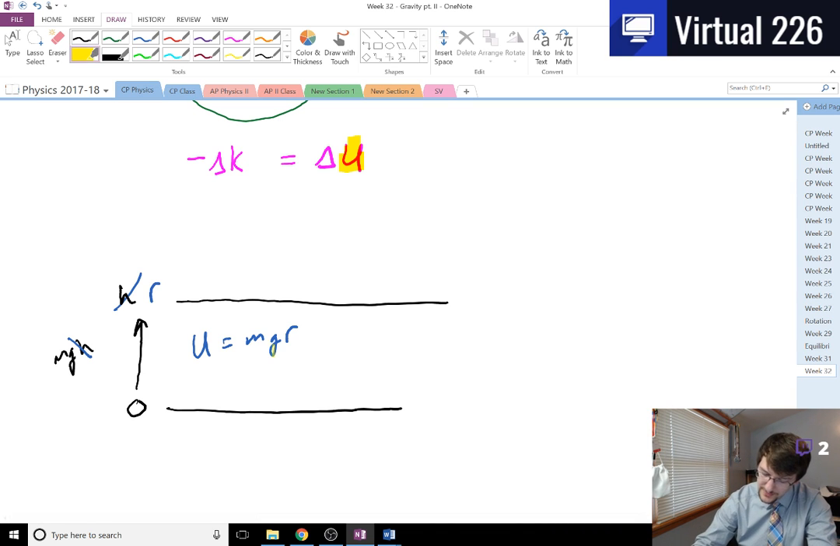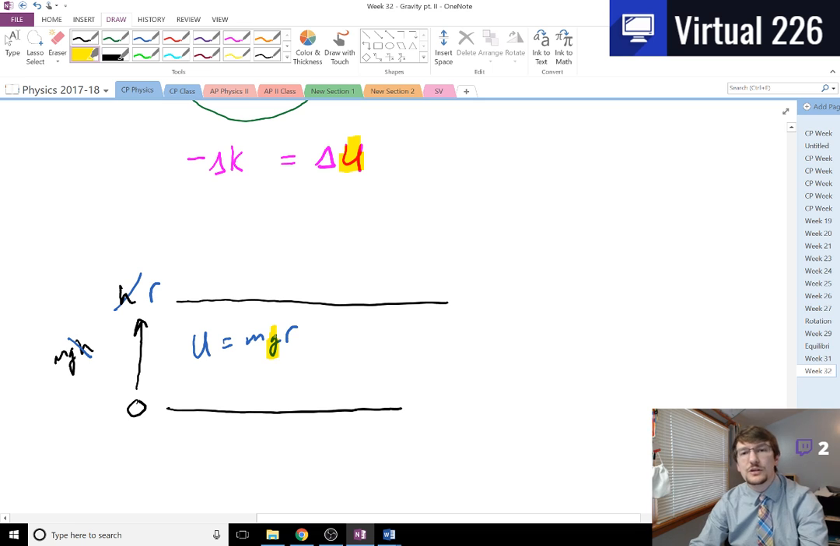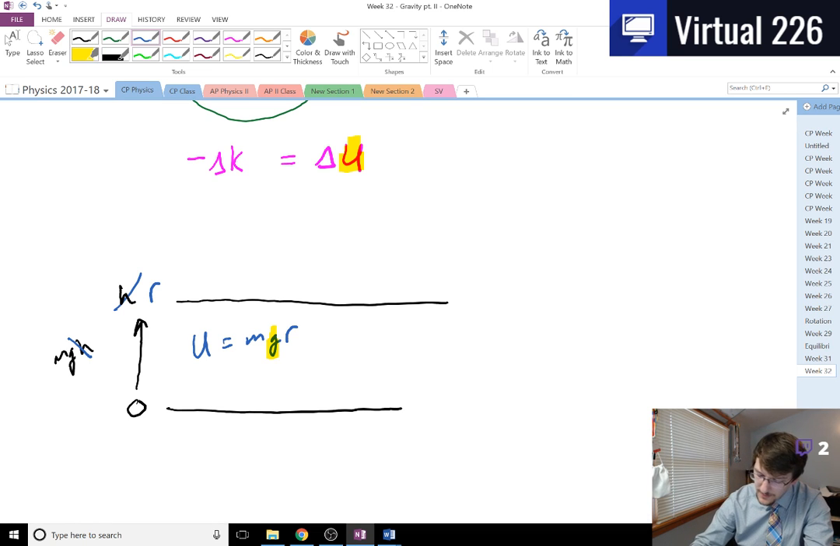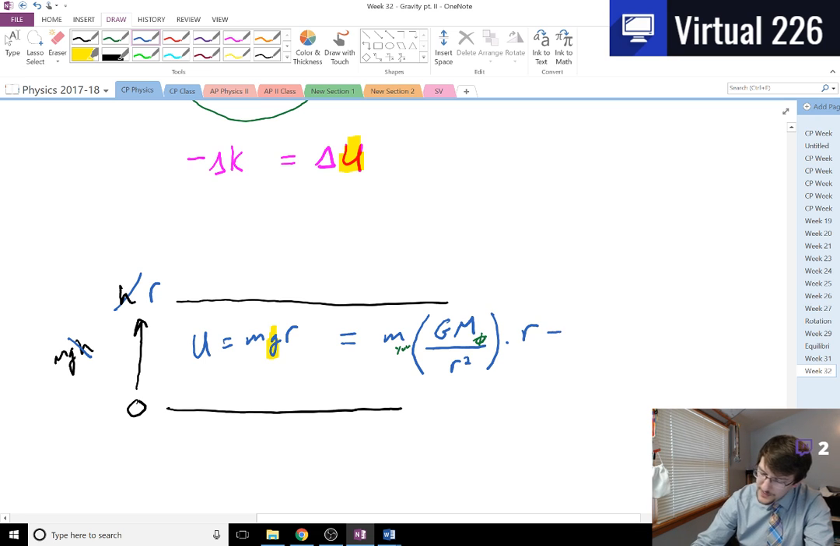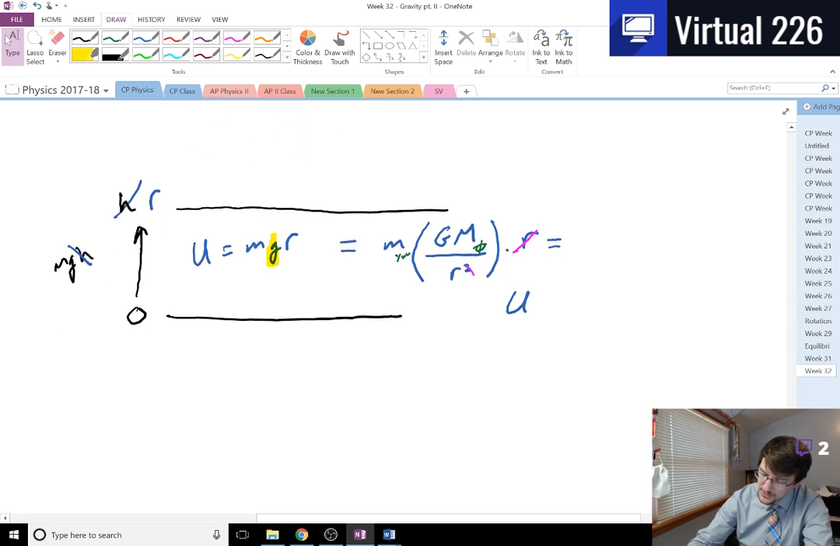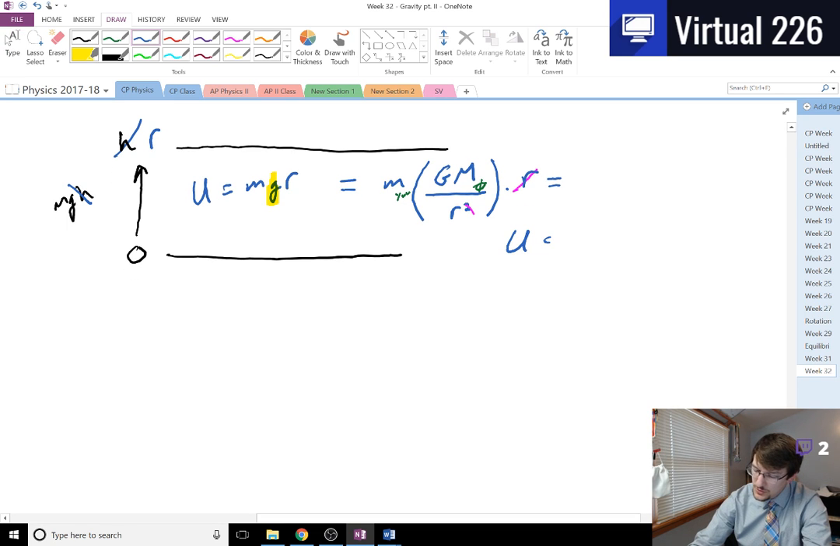If we think back into our gravitational unit, we have already set an equation for little g. And if we plug that equation in here, what we can see is that the gravitational potential energy is M times GM, or the larger mass, so if this is like U, this would be Earth, over R squared times R. What this means is that one of these R's is going to cancel out, and we actually find that the potential energy is equal to GM M over R.